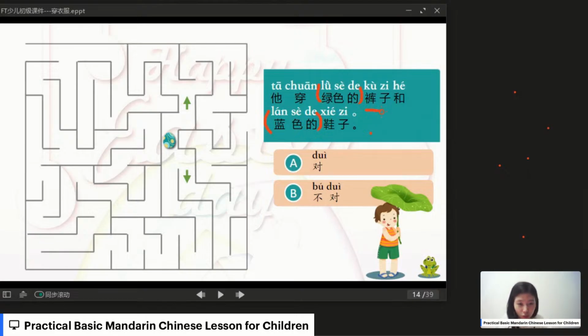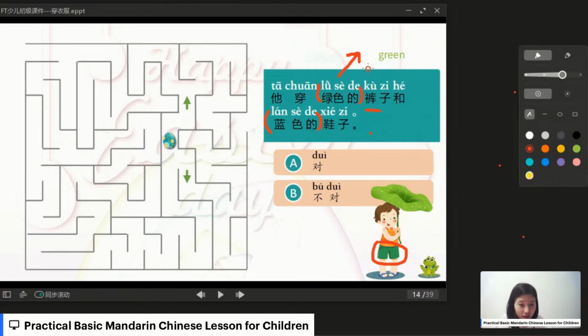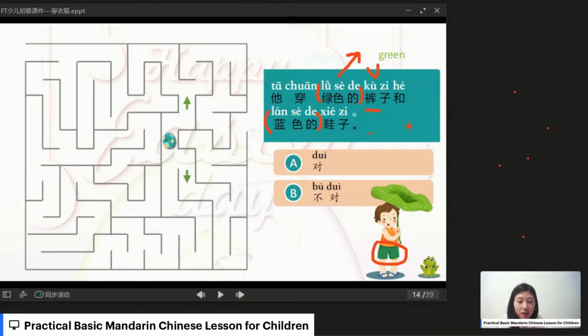So one is 裤子, pants, right? Let's find the pants here. And the color would be 绿色. 绿色 is green. So check here, it's a match, right? Okay, so 他穿绿色的裤子, that part is correct. Let's see the next part.